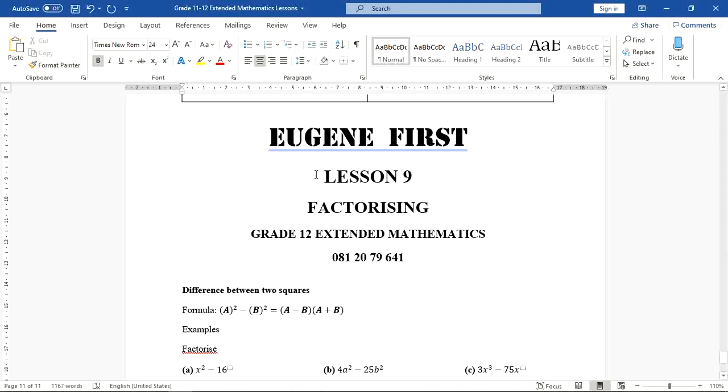Hello everyone, welcome to lesson number 9. We are still looking at factorizing. In this lesson we are going to look at how to factorize the difference between two squares.